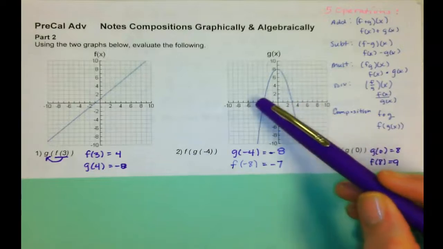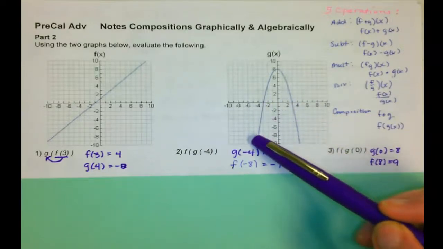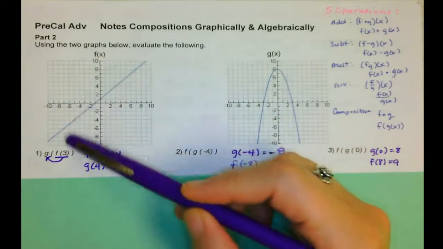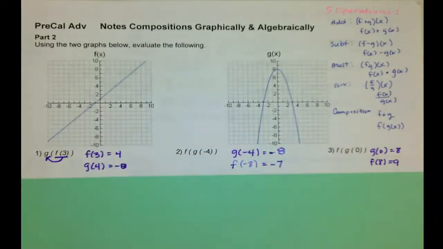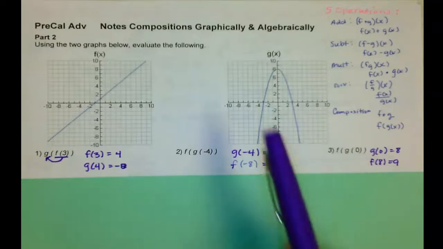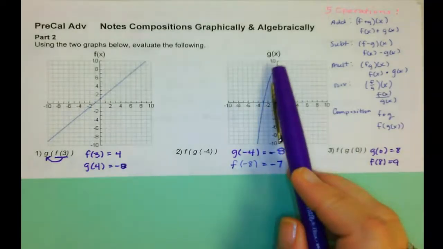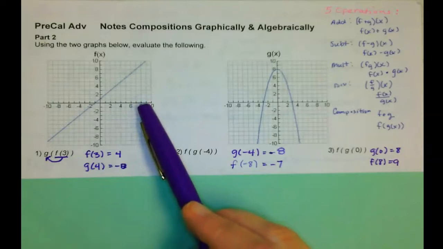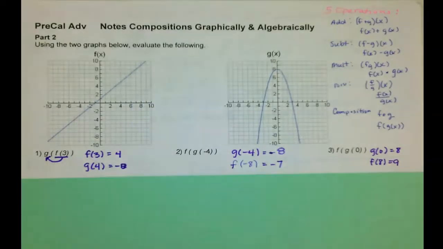So the g graph, find -4, and that's down here at -8. And then I go to the f graph at -8, and I can find my value at -7. And the last one, if I go to 0 on the g graph, which is here, I'm up here at 8. And then if I go to 8 on the f graph, then I'm up here at 9. So you can see we're using one graph to manipulate our way to the next one.